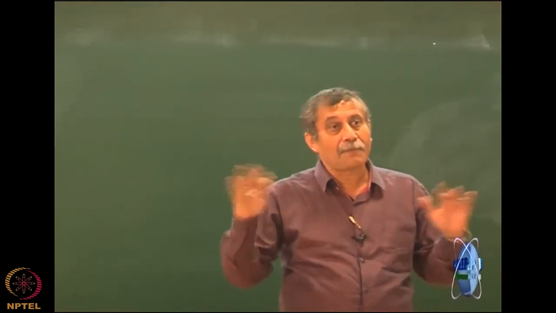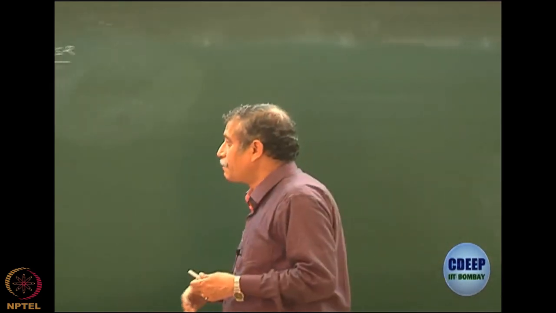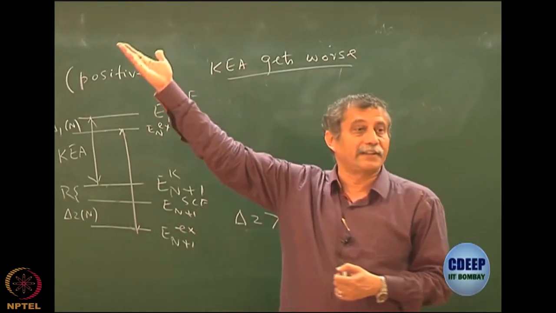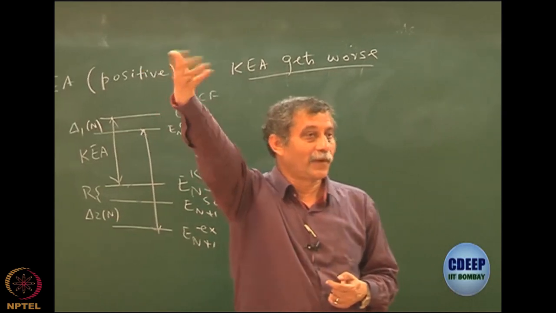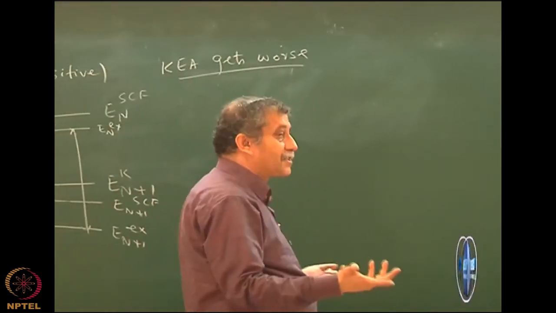Okay? Whereas, in IP, fortunately it is in the other direction. Okay, so, they kind of cancel. That is simply because your N plus 1 is lower than N, whereas N minus 1 was higher than N. That was the main reason why it happened. Okay? So, it depends on how the systems change.